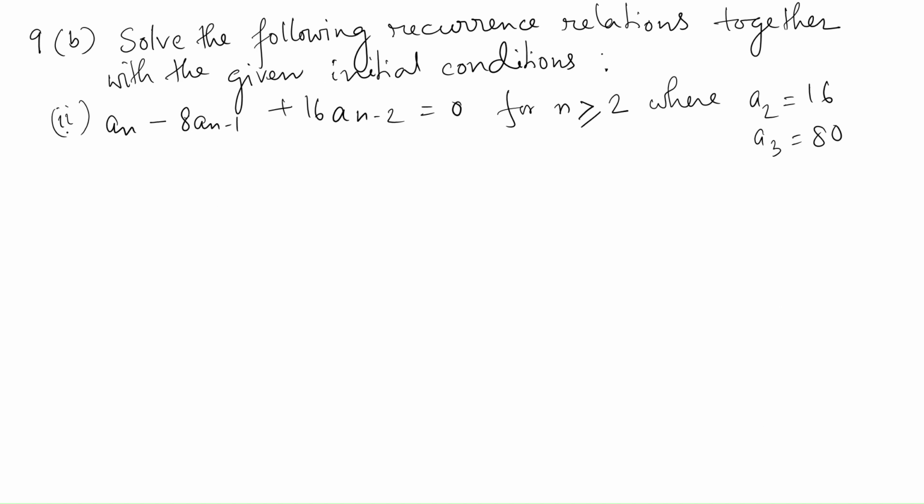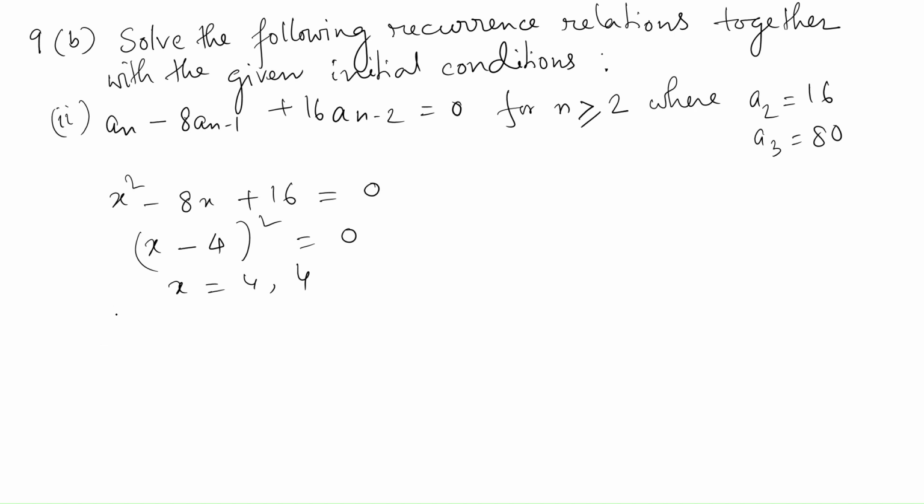Question 9b2. Solve the following recurrence relations together with the given initial conditions. a_n minus 8a_(n-1) plus 16a_(n-2) equals 0 for n greater than or equal to 2, where a2 equals 16, a3 equals 80. The given recurrence relation can be written as x square minus 8x plus 16 equals 0. So this is (x minus 4) whole square equal 0. x equal 4, 4.